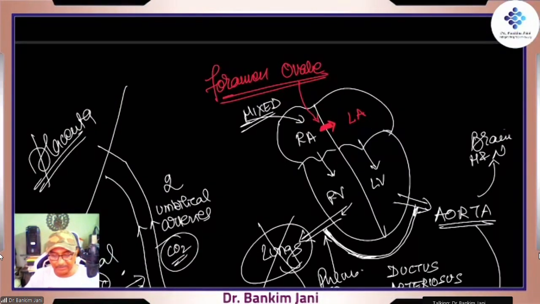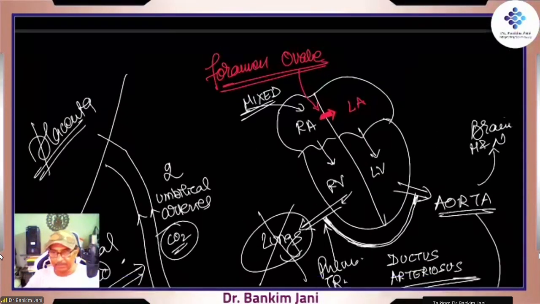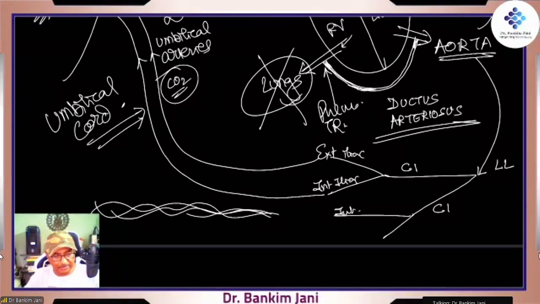After birth, the foramen ovale gets closed, the ductus arteriosus degenerates, the ductus venosus degenerates, right? And even these umbilical arteries also degenerate. External iliac, these are arteries, right? External iliac artery, internal iliac artery. This is what is called the common iliac artery.